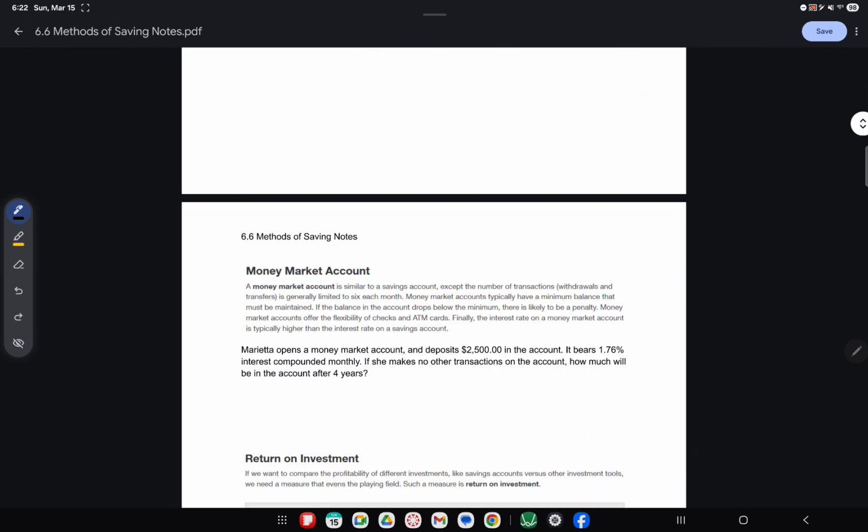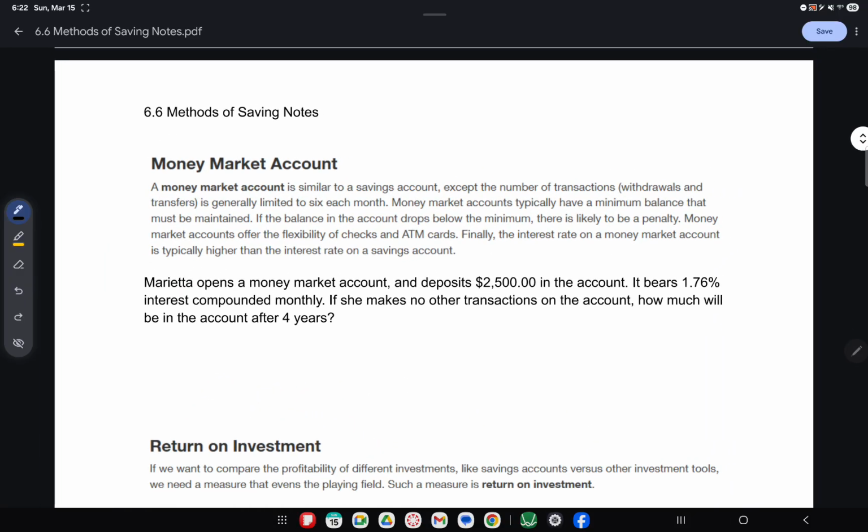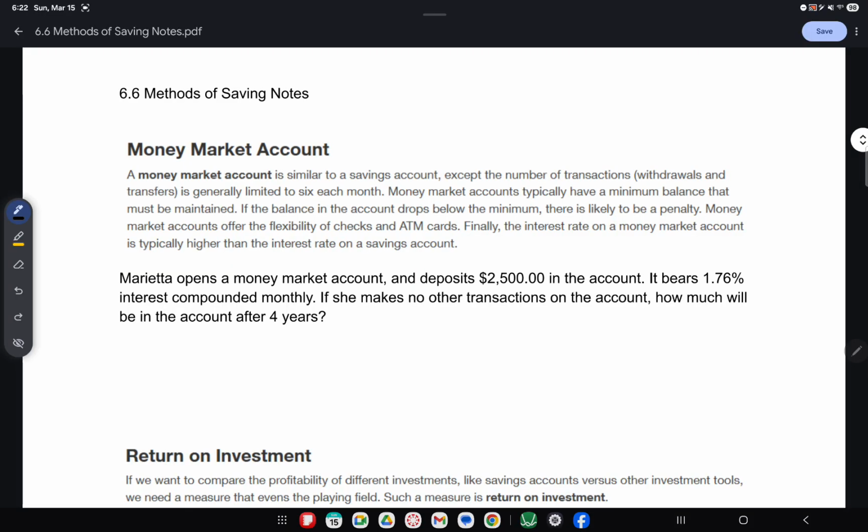Something called a money market account. So similar to a savings account, except the number of transactions is generally limited to 6 each month. Money market accounts typically have a minimum balance that must be maintained, and if it drops below, then there might be a penalty. They offer the flexibility of checks and ATM cards. And then the interest rate on money market accounts is typically higher than the interest rate on a savings account.